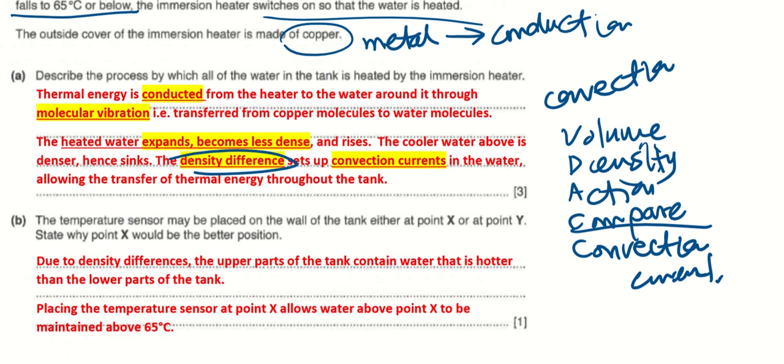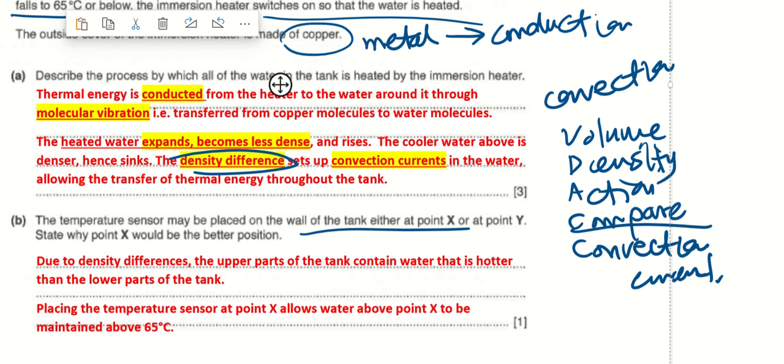Now, the temperature sensor may be placed on the wall of the tank either at point X or at Y. State why point X would be the better position. Okay, let's take a look. What is the purpose of the sensor? To take note that the temperature does not fall below 65. Okay?